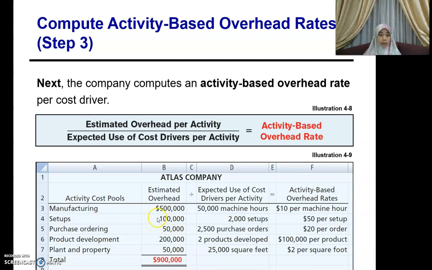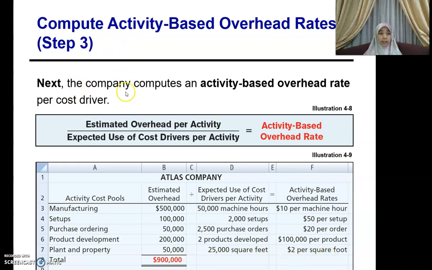So 100,000 ringgit divided by 2,000 setups that you have, that will give you 50 ringgit per setup. Then for your purchasing order, you have 50,000 divided by your 2,500 purchase orders. That will give you 20 ringgit per purchase order. And for your product development, 200,000 divided by 2, that will give you 100,000 per product. And this one, the 50,000 ringgit divided by 25,000 square feet, that will give you 2 ringgit per square foot.